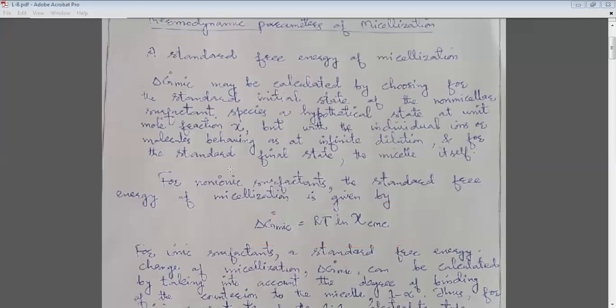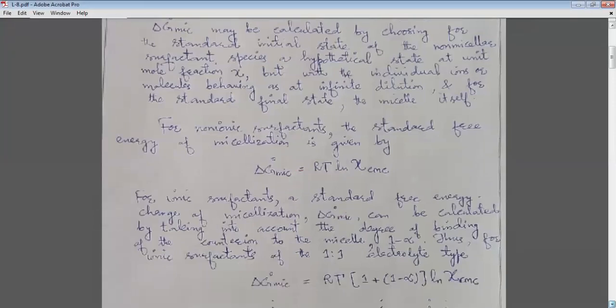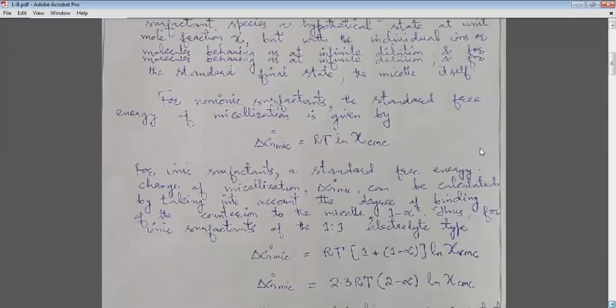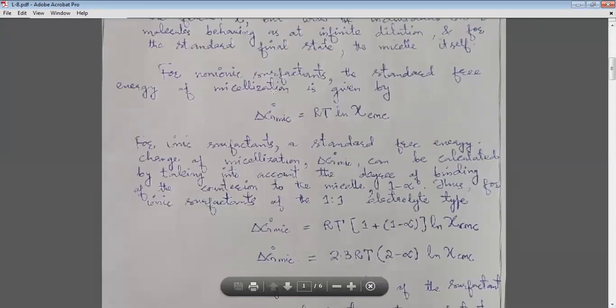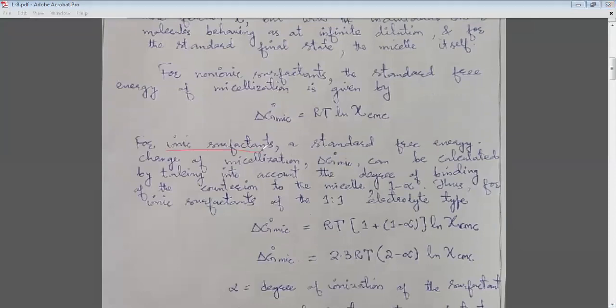So you have to remember, for non-ionic surfactants where there are no counter ions, the standard free energy of micellization is related by this expression. There will be no counter ions involved, so RT ln of chi CMC. But if you are supposed to calculate the delta G degree, or the change in Gibbs free energy of micellization, for ionic surfactants, I mean by that cationic or anionic surfactants.